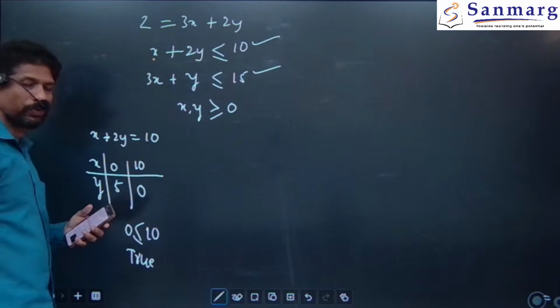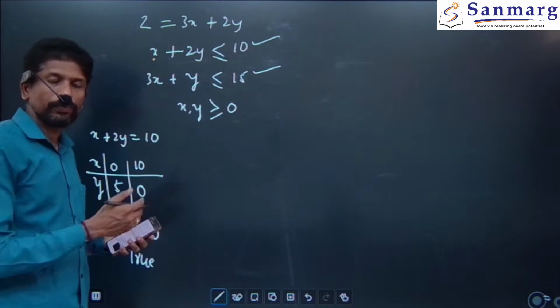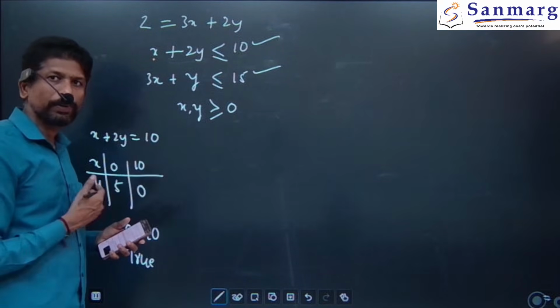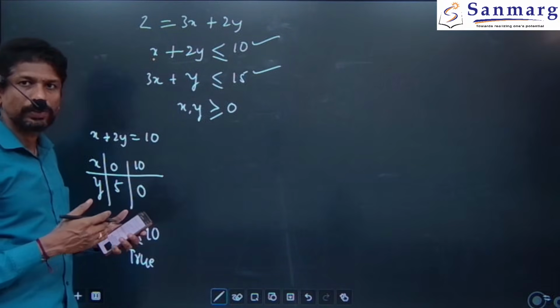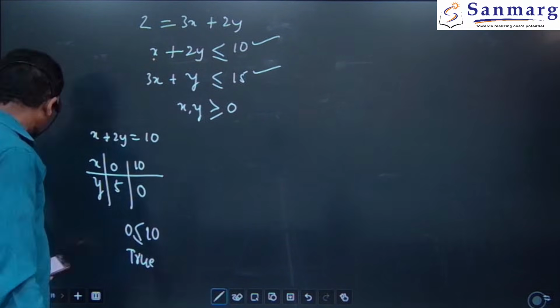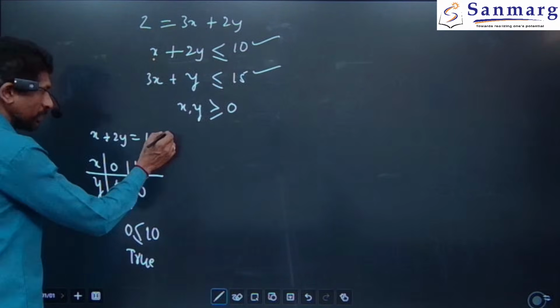The true and false meaning is, when it is true, the visible region or the shaded part comes towards the origin. If it is false, it goes away from the origin. So this is the first equation.